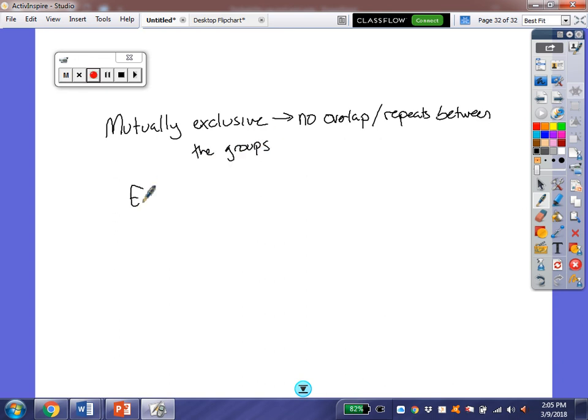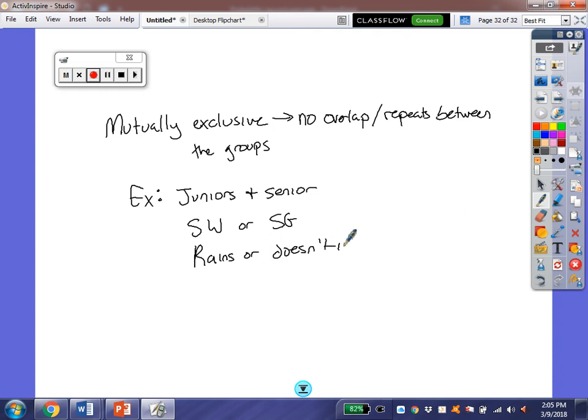So examples of this are juniors and seniors. You're either a junior or a senior, but you can't be both. Another example of this is you are either attending Southwest or Spring Grove, but you can't go to both schools. Or one more example would be that it rains or it doesn't rain. It can't do both. Both things can't happen at the same time. So mutually exclusive means when only one thing can happen and not the other.